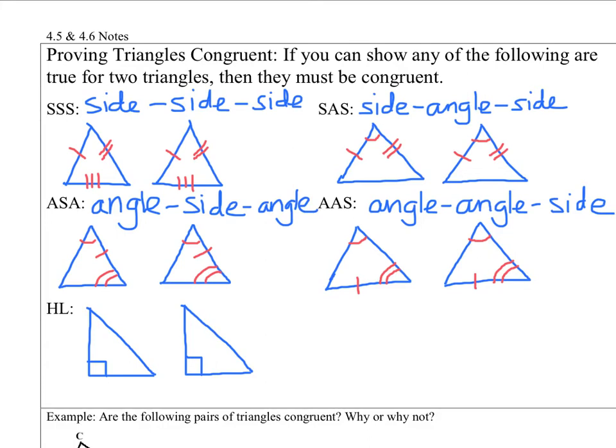So if we have two right triangles and they have their hypotenuse in common and one of the legs in common, they are definitely congruent to each other. This only works with right triangles. And you can see this, it looks like angle side side, which you can't use on generic triangles, but it definitely works on right triangles using hypotenuse leg.